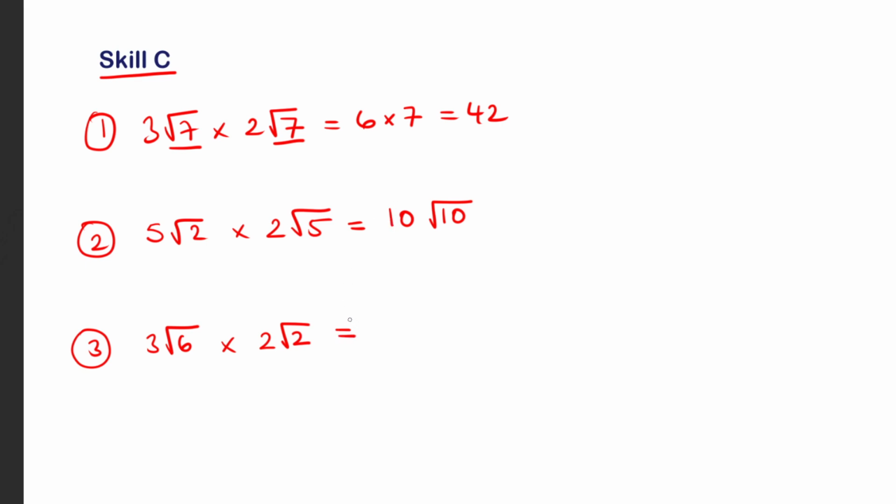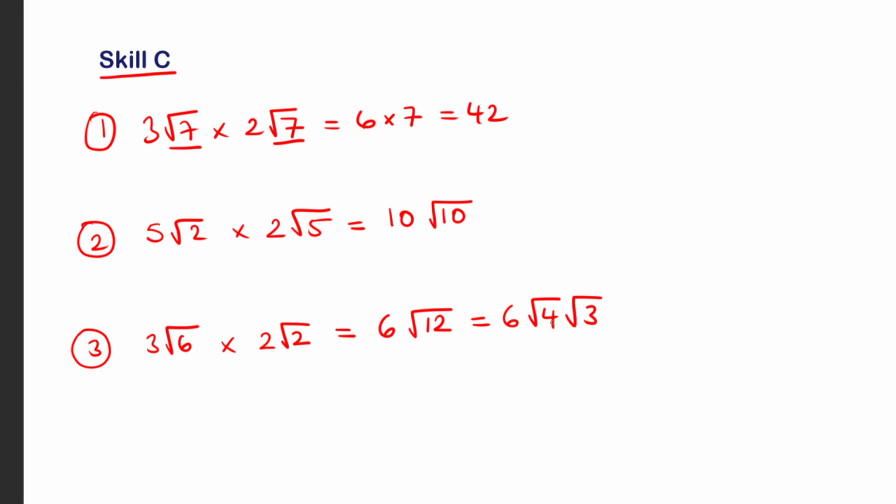Okay, the third one here, 3 times 2 is 6. Root 6 times root 2, that's root 12. Now, we have a problem with this one because in the previous one we ended up with root 10. And you can't split that down any further and simplify it. But actually 12 you can, because 12 can be written as 4 times 3.